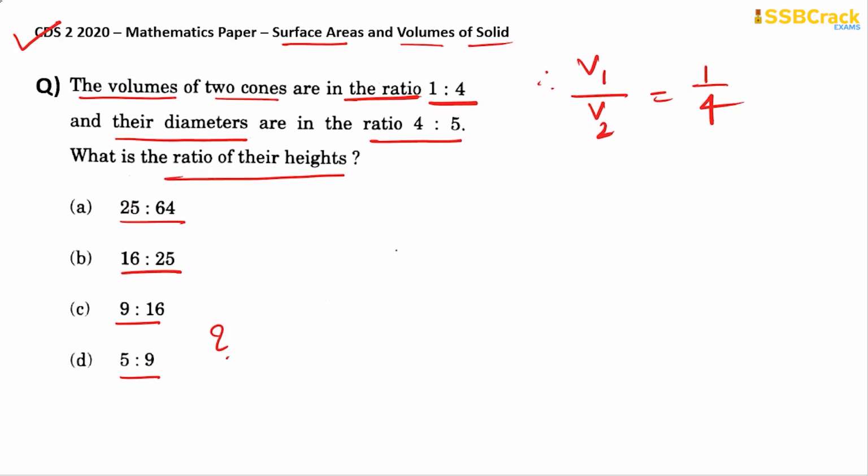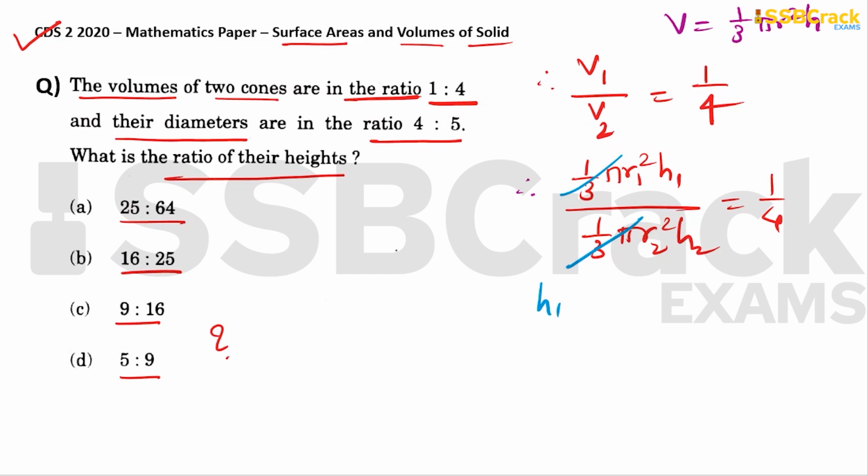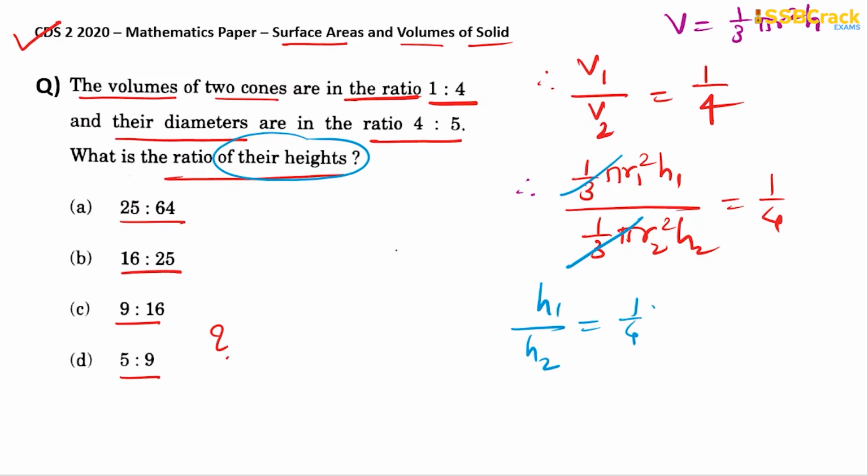All right, so V1 by V2 we have 1 by 4. Let's recall the volume of a cone formula. It is 1 by 3 pi r square h. Now there are two cones, so we write 1 by 3 pi r1 square h1 upon 1 by 3 pi r2 square h2, and this ratio is 1 by 4. We can see that the 1 by 3 pi cancels, and here we have the h1 upon h2 ratio which we are supposed to find. This equals 1 by 4 times r2 square upon r1 square.